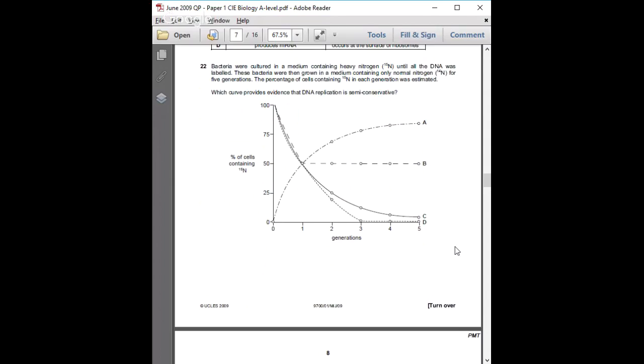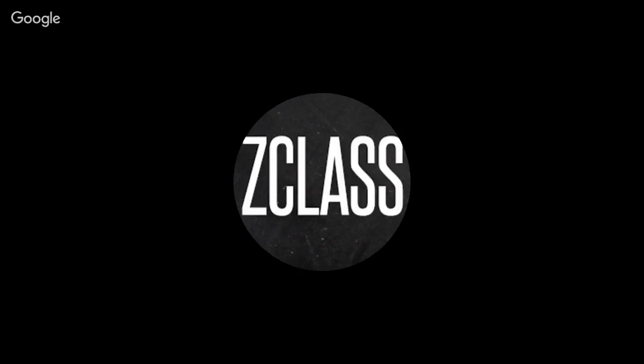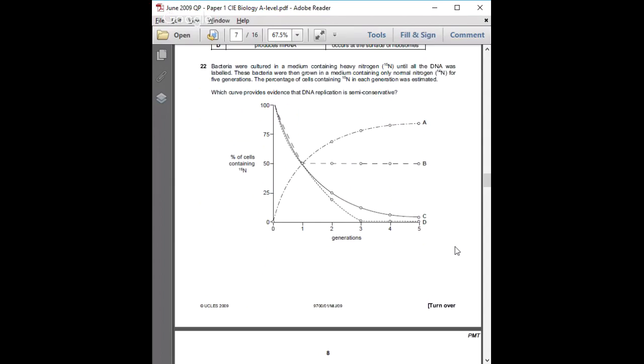Good. And you said it's always half. It'll halve as generations go: the percentage of cells containing N15 will decrease by half the value that it was. Yeah, good. That's correct. At the start of your answer, you said that it will never reach zero.